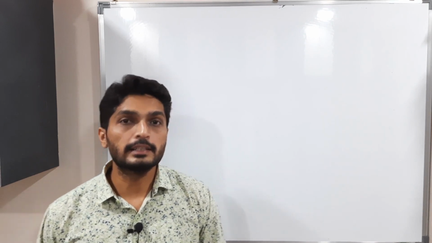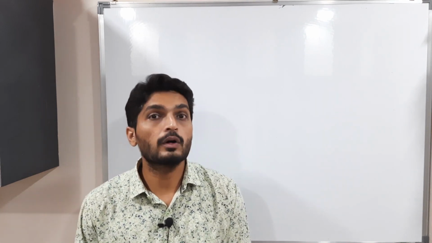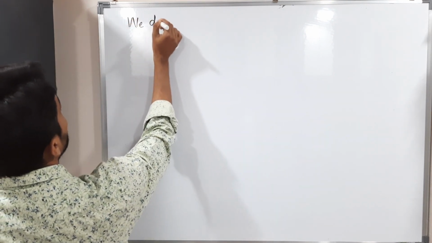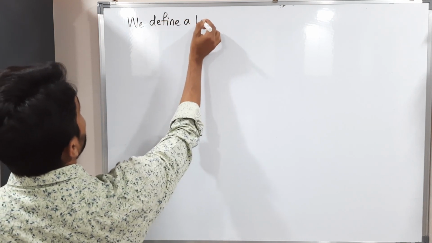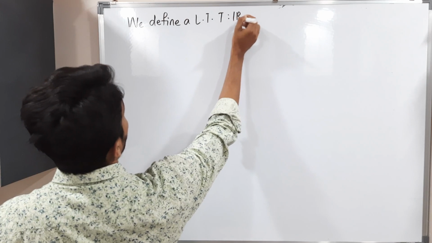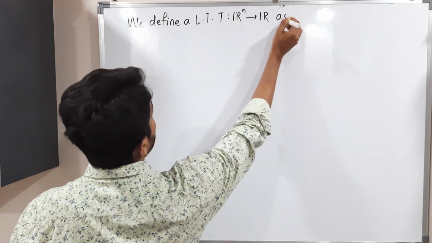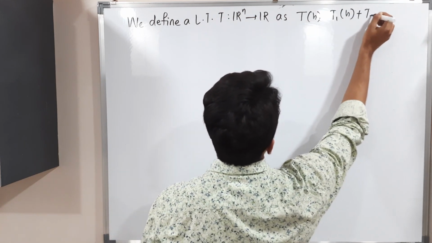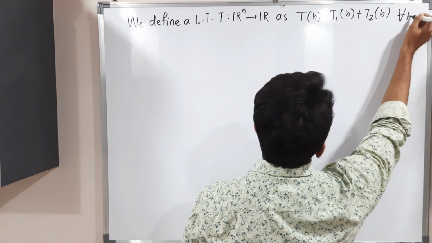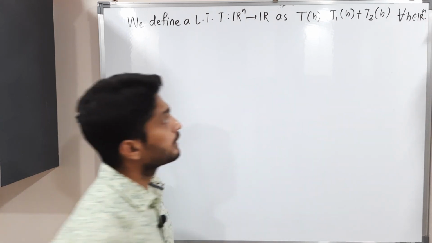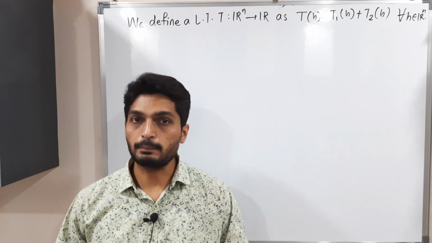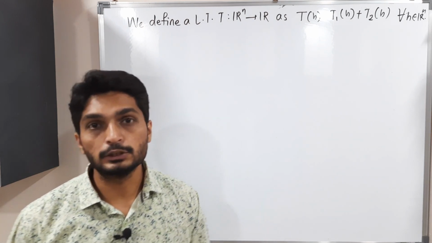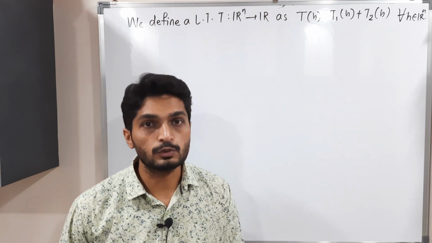See, now we define a linear transformation T, which will work for f plus g. So let us define a linear transformation T from Rn to R as follows: T of h is equal to T1 of h plus T2 of h for all h belonging to Rn. So in this way I have defined it. Our definition of T is very simple, T1 plus T2. Now I will prove that this T is the required total derivative of f plus g, and in this way we can easily say f plus g is also differentiable at A.